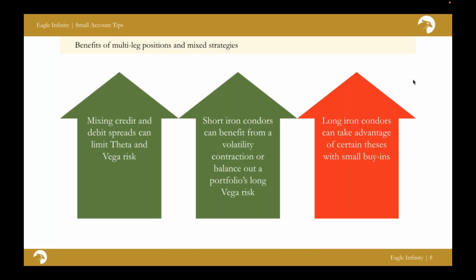Some of the benefits of multi-leg positions and mixed strategies. So again, mixing credit and debit spreads can limit the theta and vega risk. I mentioned this on the last slide, but what's this actually mean? When you're long a bunch of calls and puts, you're not just extremely bullish or bearish on those specific underlyings, but you look at what actually determines an option's price, and a large part of that is extrinsic value. And what's extrinsic value or time value made up of? Basically, the amount of time left in the option and how volatile, or the implied volatility of that particular underlying.